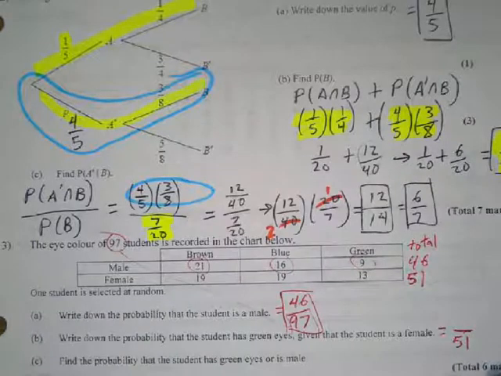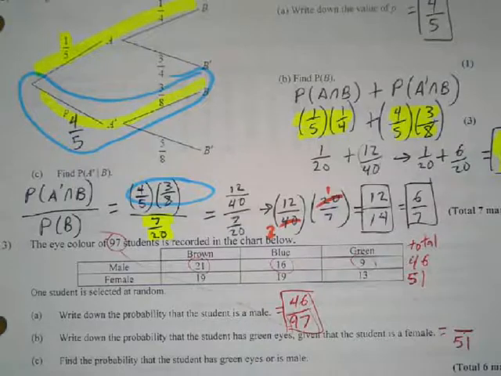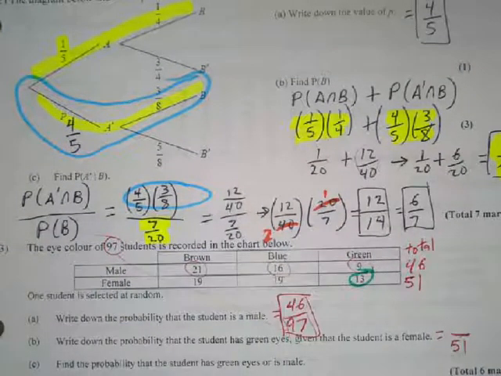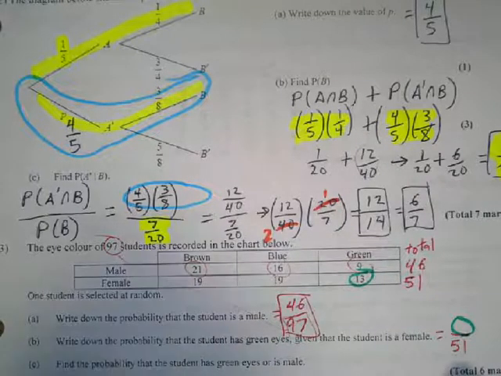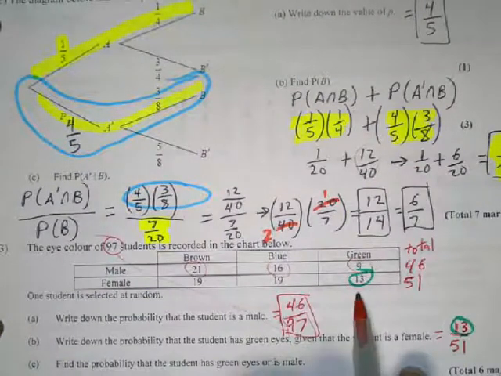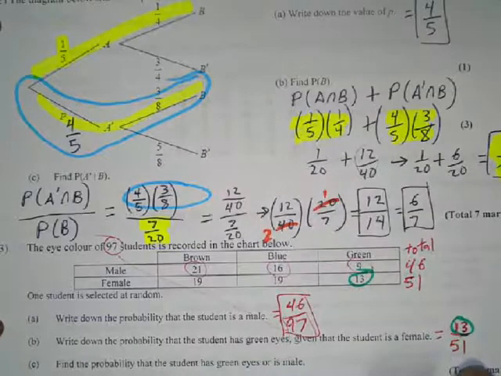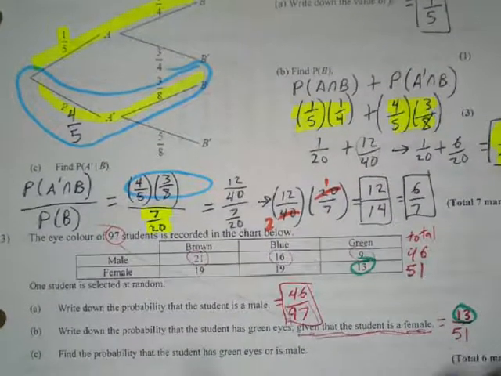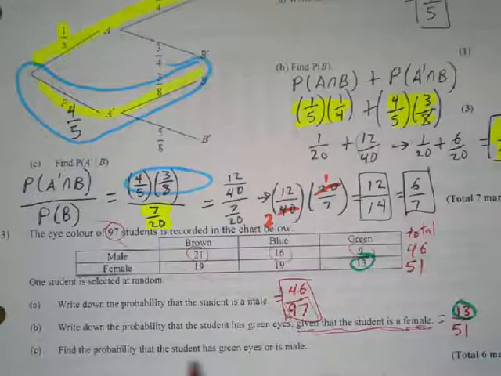Now, how many females have green eyes? And that's 13. That's a lot. Okay, so my numerator is going to be 13. So there's 13 females with green eyes, and the denominator is all the females because of the given females that we're working with. Okay, find the probability that a student has green eyes or is male.